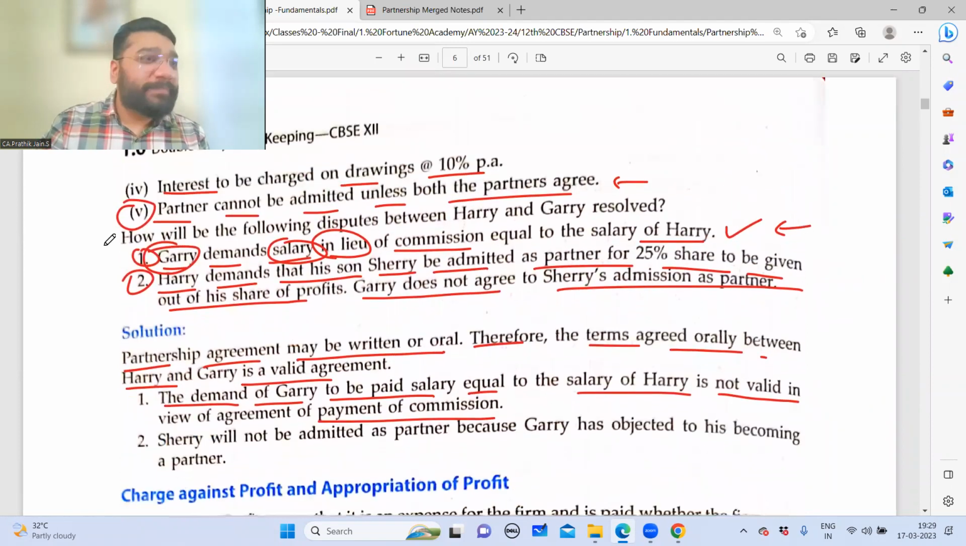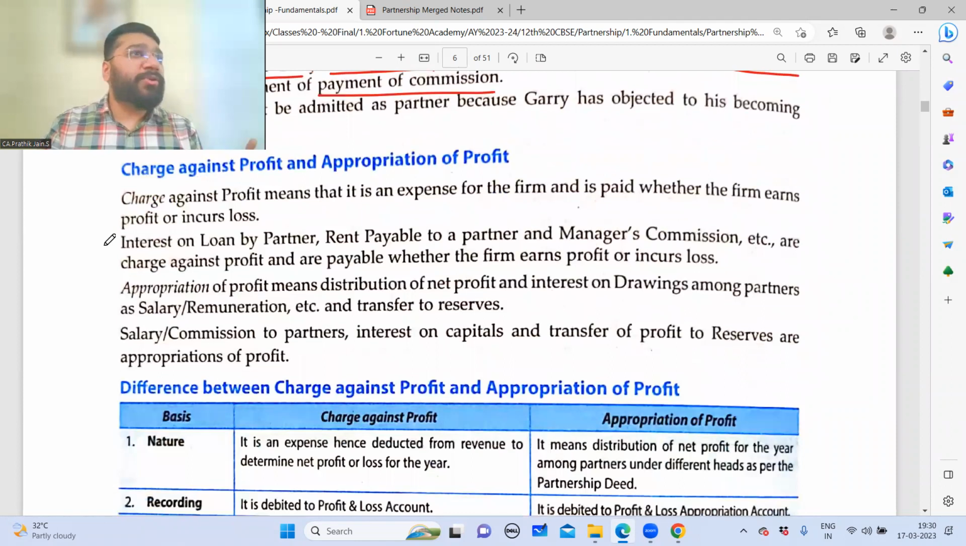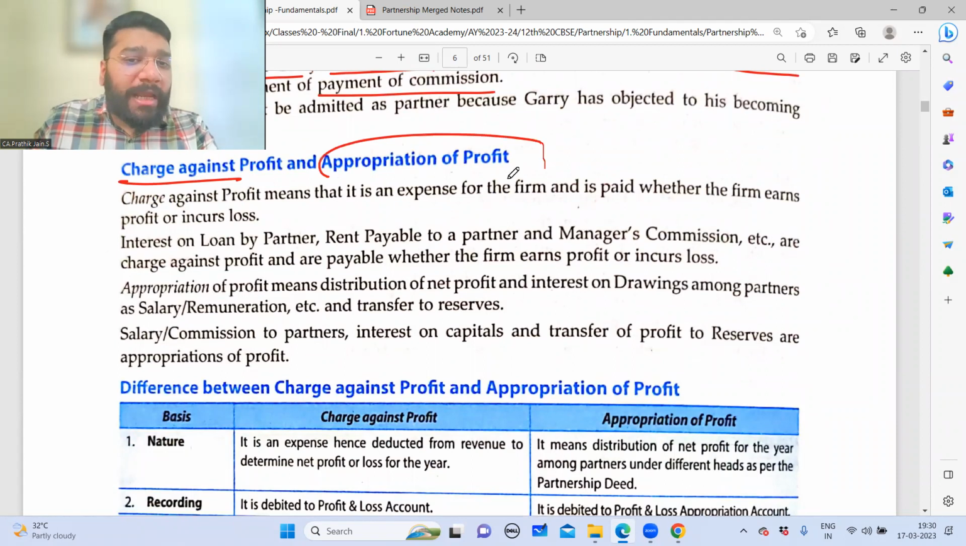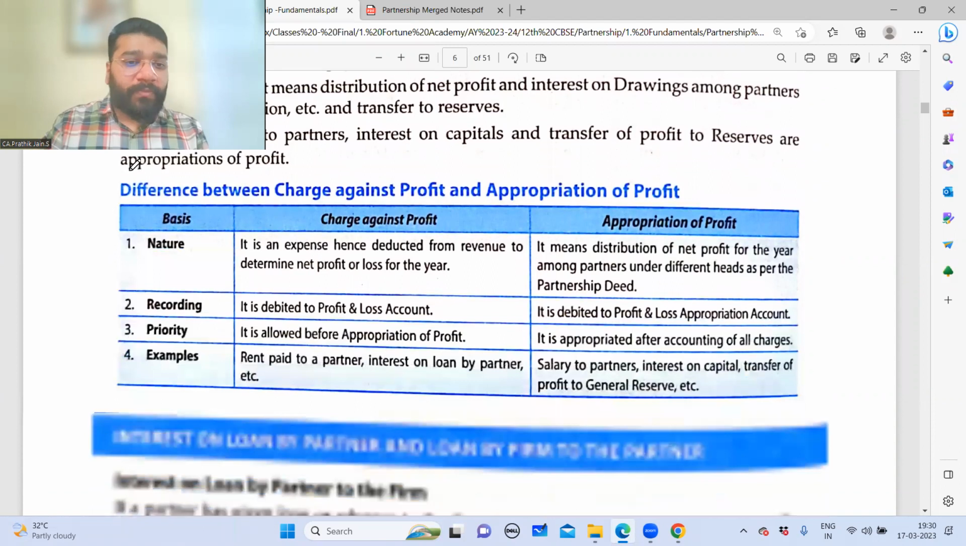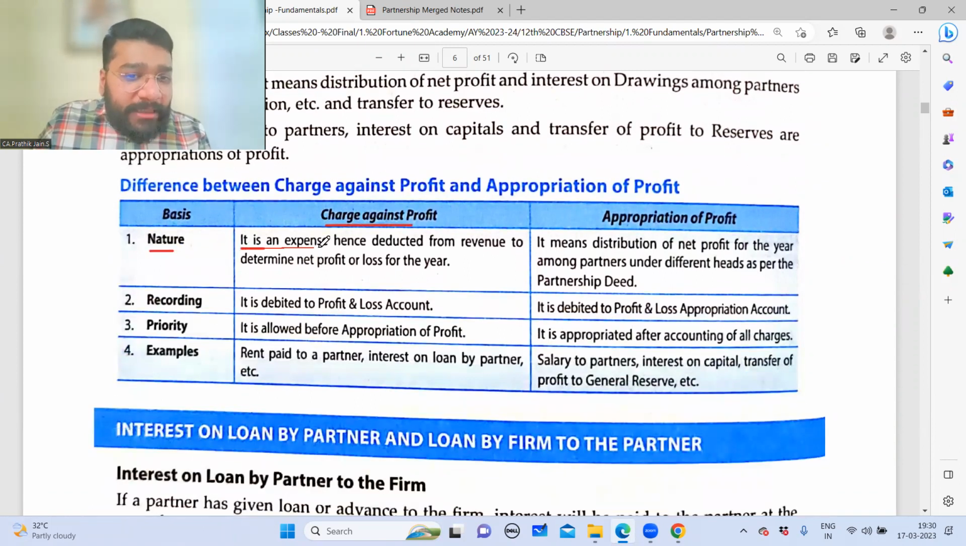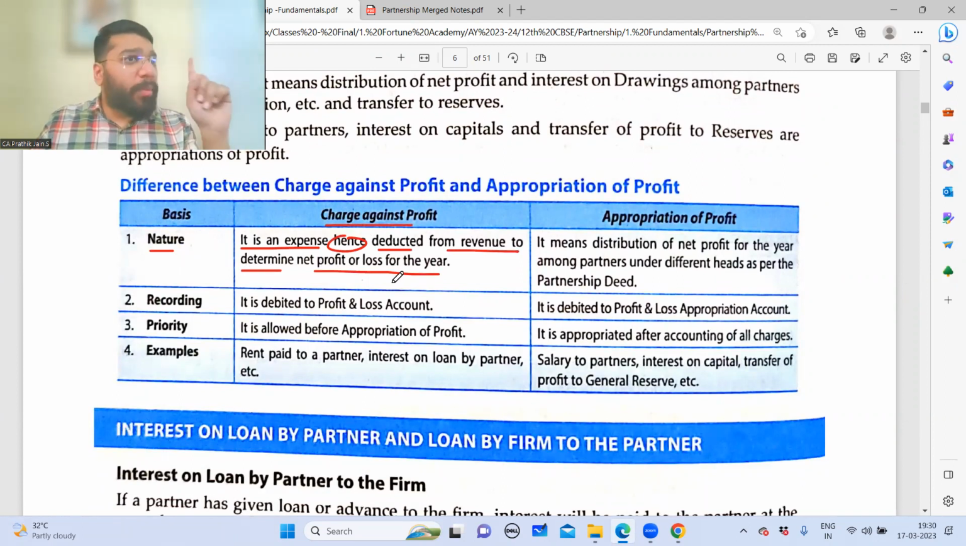Now clear with this point. So till this we have done in the last class. Today's new concept will begin now. I have already discussed something called charge against profit. Today I'll be discussing appropriation of profit. So let's do a quick recap of what is charge against profit. Charge means you have to record it irrespective of whether you have profit or loss. Charge against profit means it is either expense or loss. Anything that will reduce the profit is a charge. So what can reduce profit? Expense or loss. So charge against profit, its nature is an expense, hence deducted from revenue to determine the net profit or loss during the year. Point number 1.